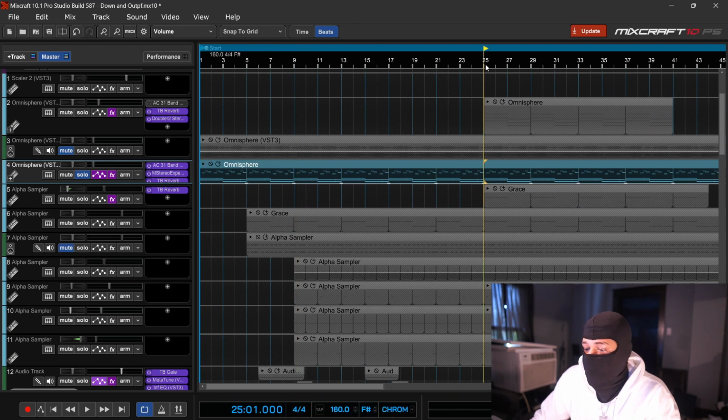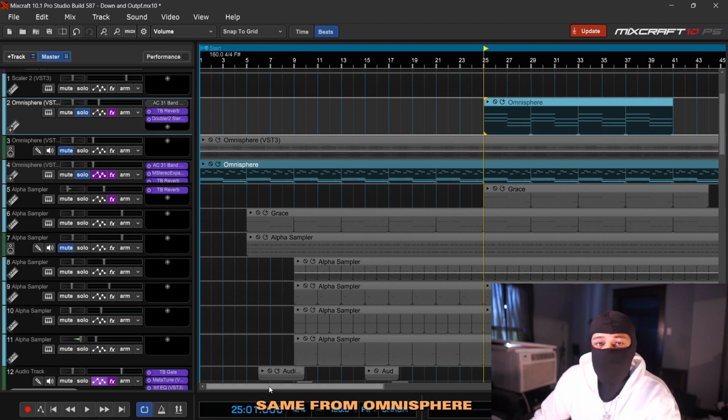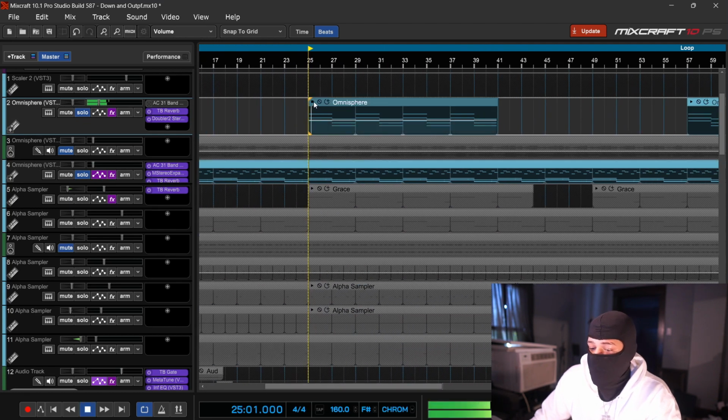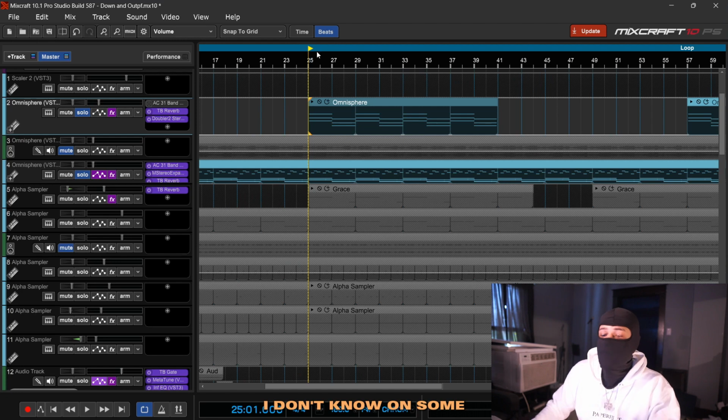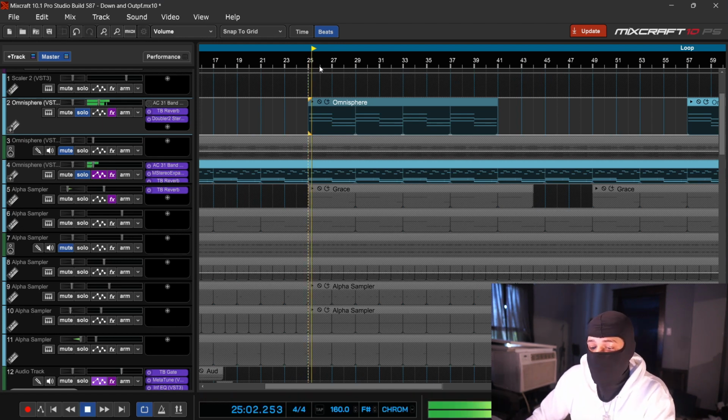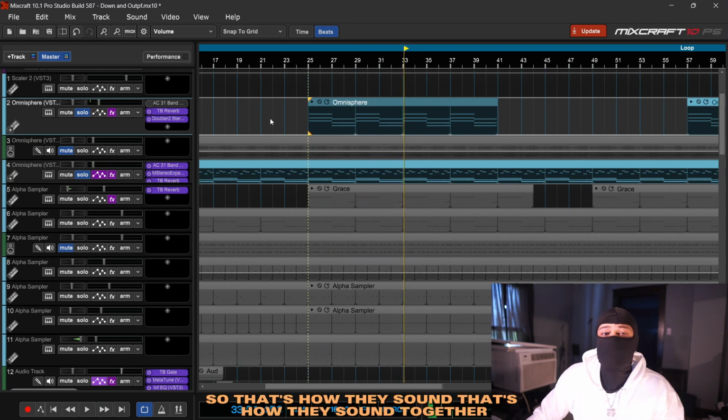And then after that, we got this right here. It's a choir, same from Omnisphere. Goes like this. And I just like it, gives it like a, I don't know, like a holy feel. I don't even know how to explain it, but it just gives me like a bigger than life feeling. Together they sound like this. That's how they sound together.